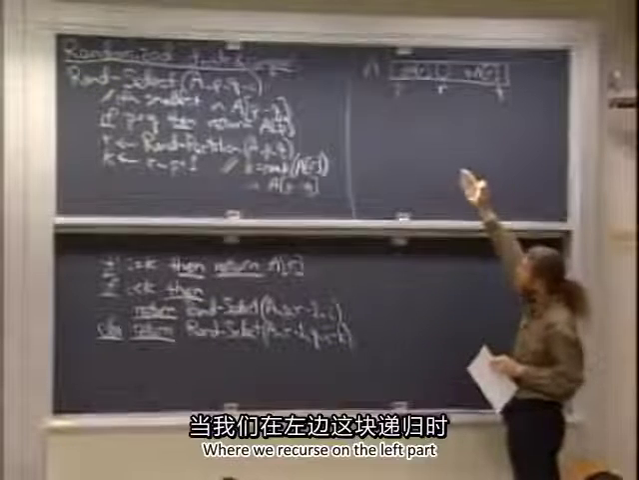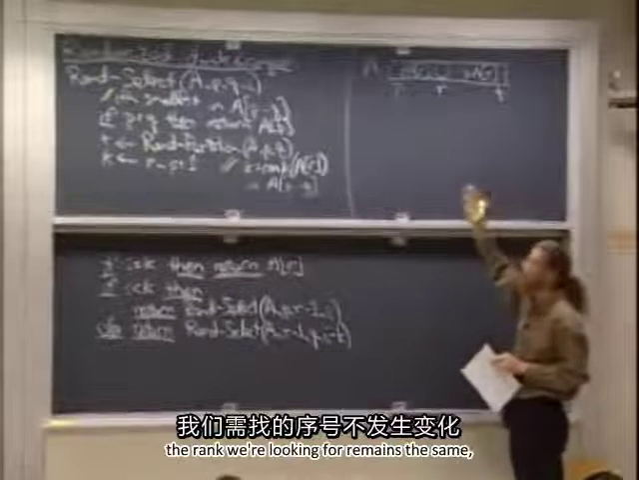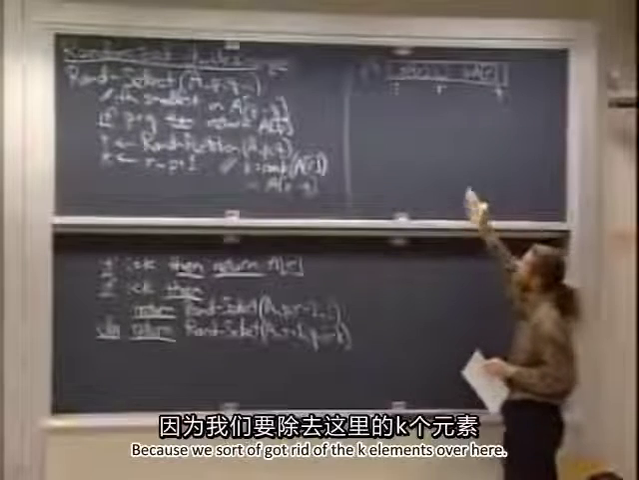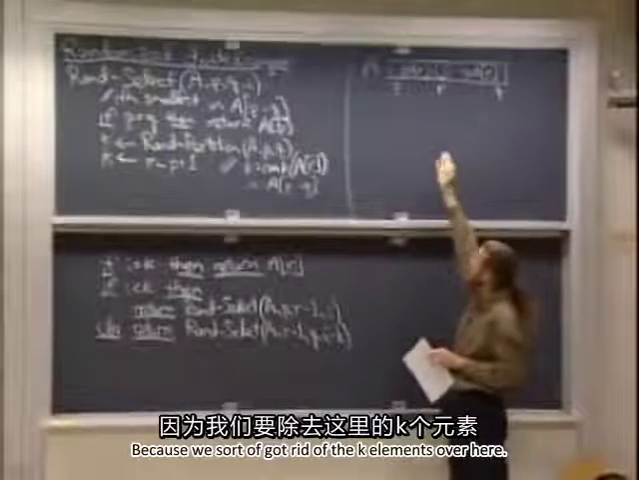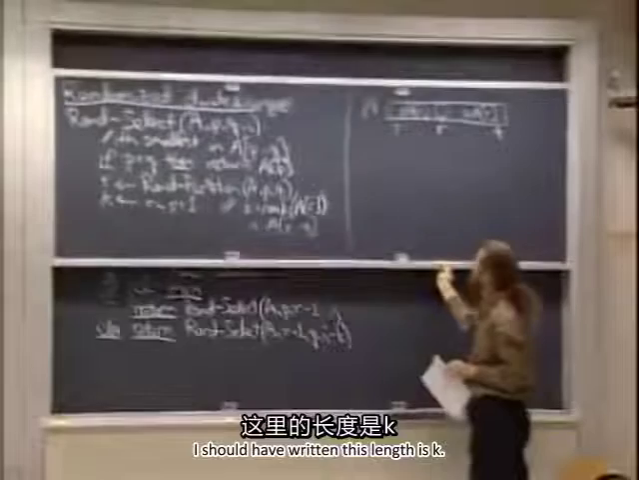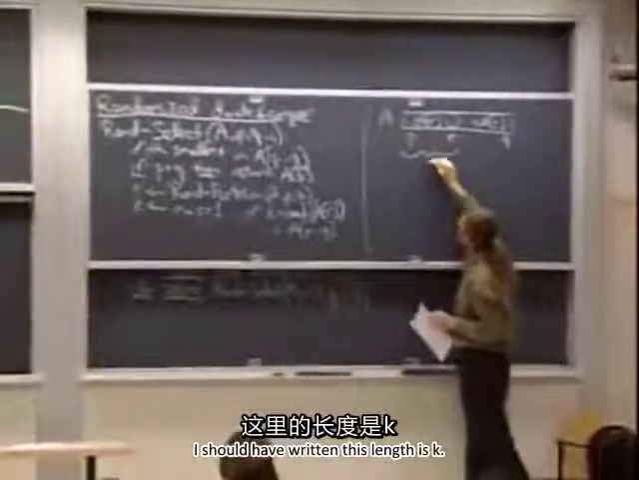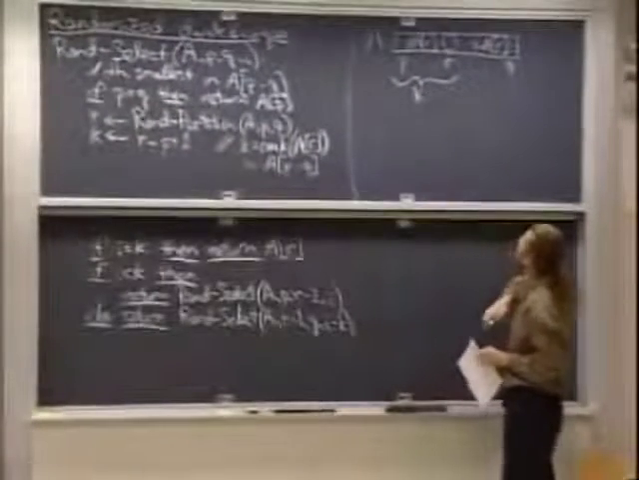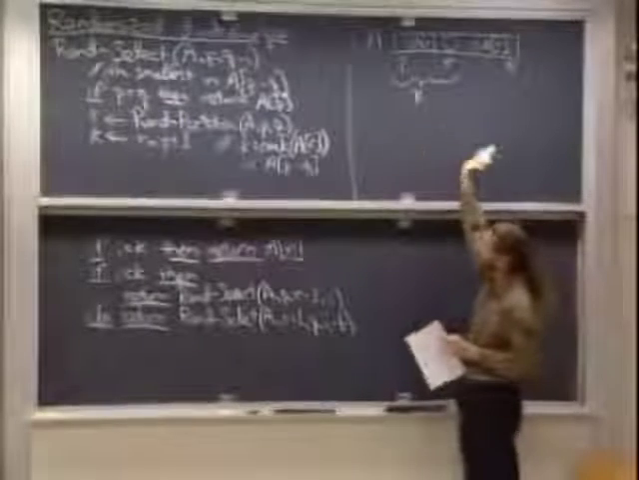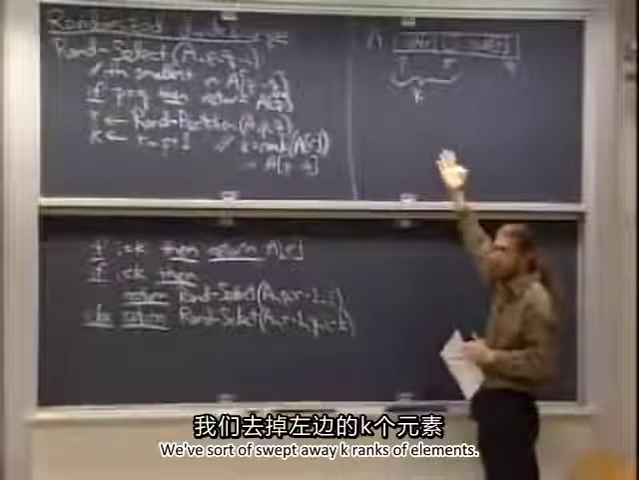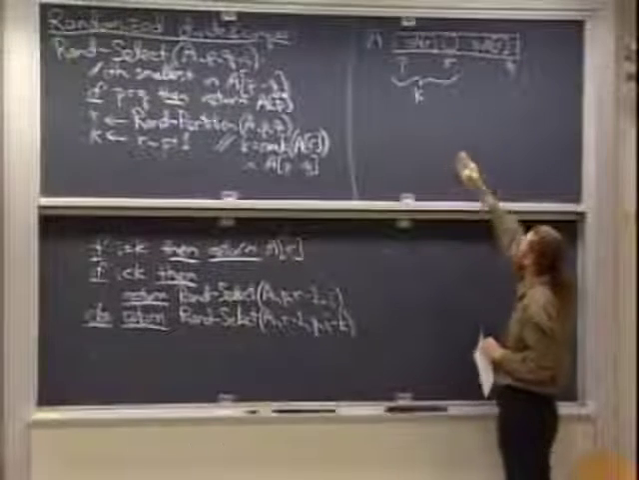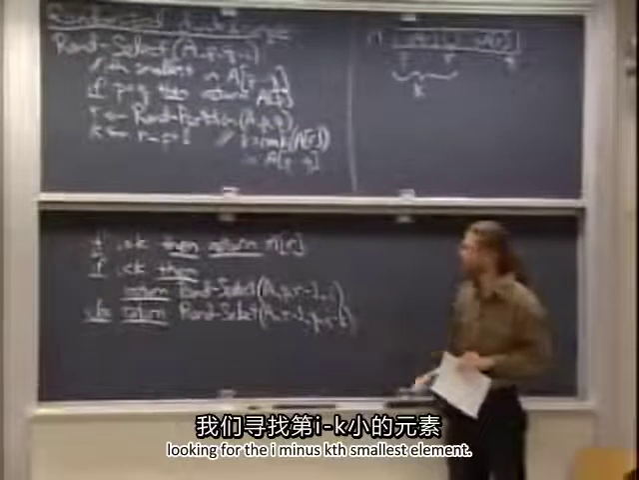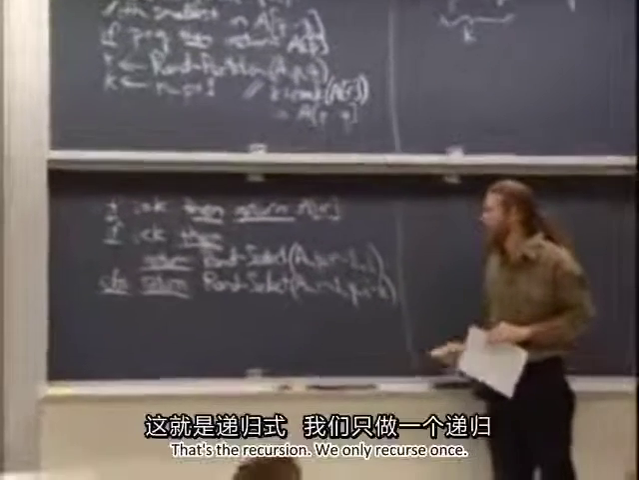Where we recurse on the left part, the rank we're looking for remains the same. But when we recurse on the right part, the rank we're looking for gets offset because we've sort of gotten rid of the K elements over here. I should have written this length is K. So we've sort of swept away K ranks of elements. And now within this array, we're looking for the I minus Kth smallest element. Okay, so that's the recursion.